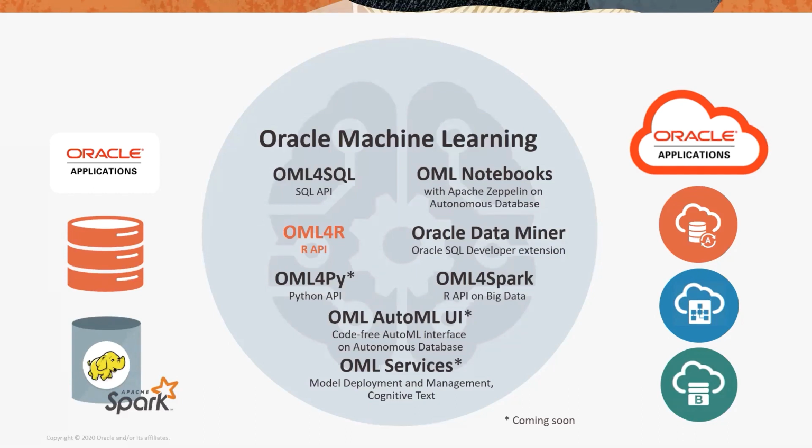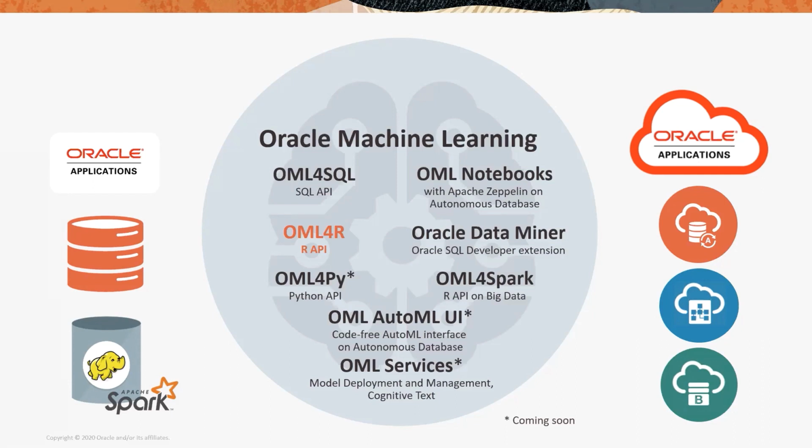Oracle Machine Learning is comprised of a family of components supporting data science projects. Oracle Machine Learning focuses on interfaces for three popular languages: SQL, R, which we'll focus on today, and Python, which is coming soon. For interaction with Oracle Autonomous Database, we provide OML notebooks, which is based on Apache Zeppelin, with interpreters for SQL. We'll be adding Python soon to that and expanding to include R after that.